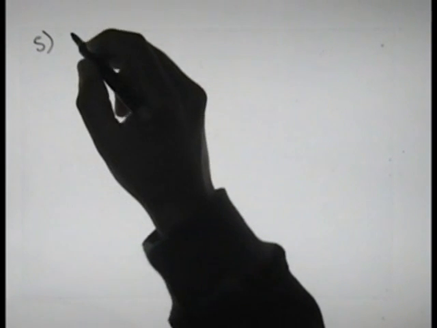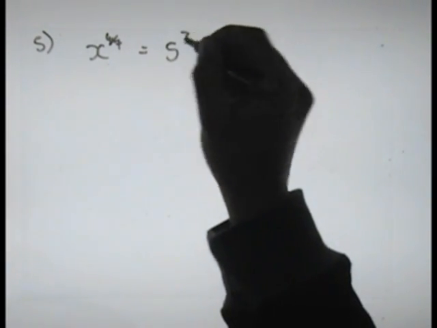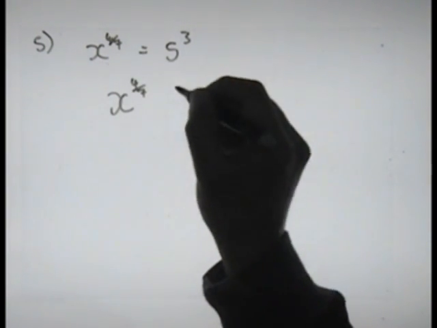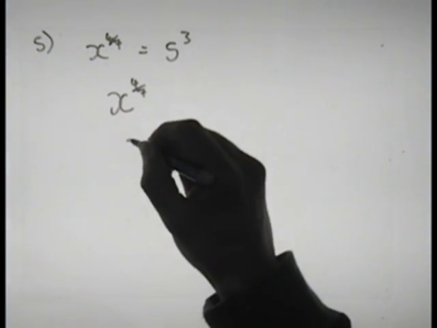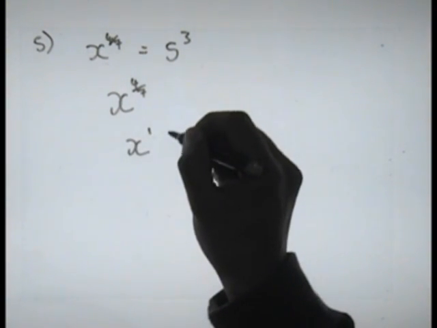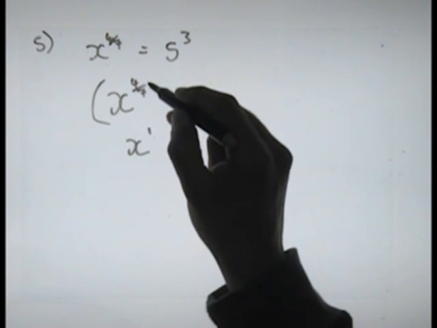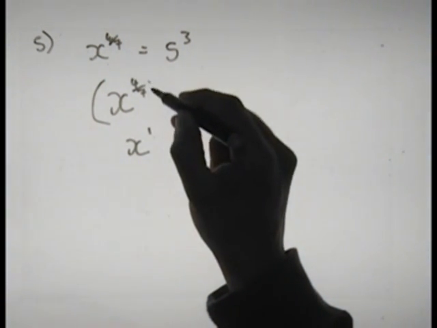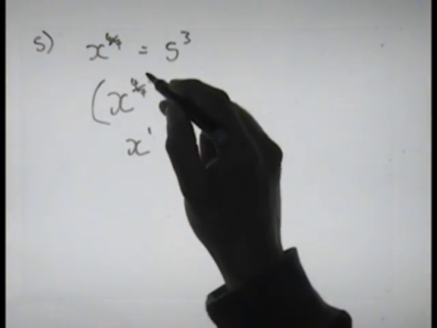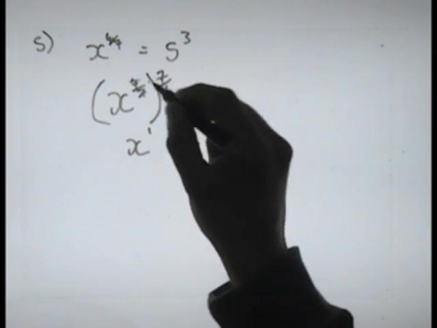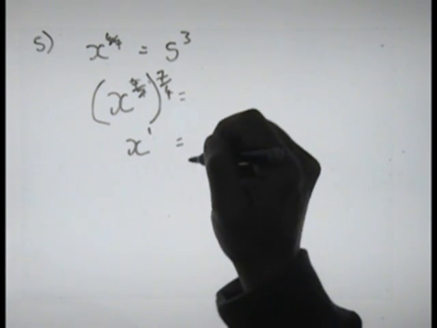Let us look at the last one, number 5. Number 5 read, x to the power 4 over 7 is equal to 5 to the power 3. Now this is an interesting one. I've got x to the power 4 over 7, and I want to turn it into x to the power 1. What do I have to do to that fraction exponent? Think about this. What if I multiplied that exponent by 7 over 4? Wouldn't that become 1? So what if I put it to the power 7 over 4? Because the 7s would cancel and the 4s would cancel to give me x to the power 1.